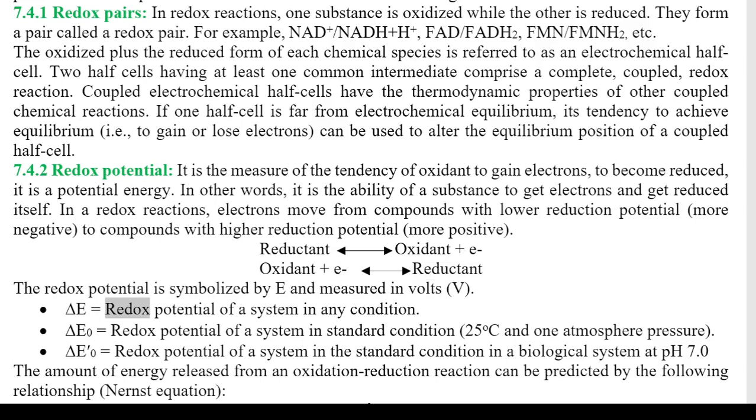E equals redox potential of a system in any condition. E0 equals redox potential of a system in standard condition, 25 °C and 1 atmosphere pressure. E0' equals redox potential of a system in the standard condition in a biological system at pH 7.0. The amount of energy released from an oxidation-reduction reaction can be predicted by the following relationship, the Nernst equation.